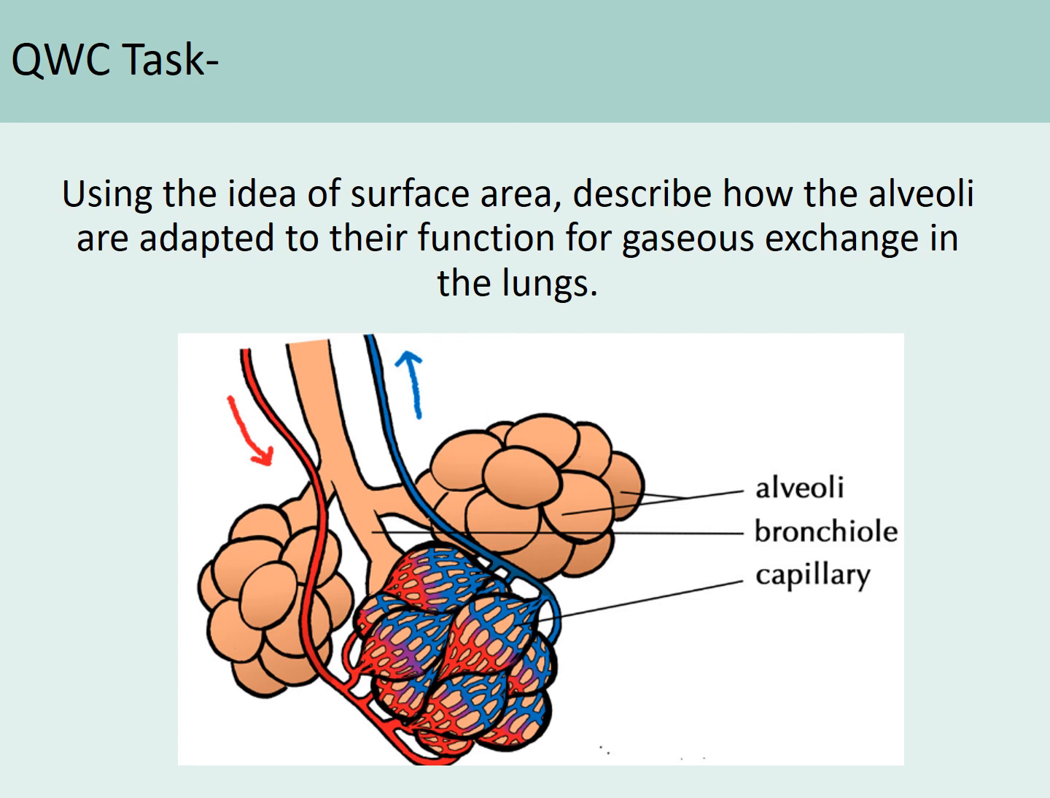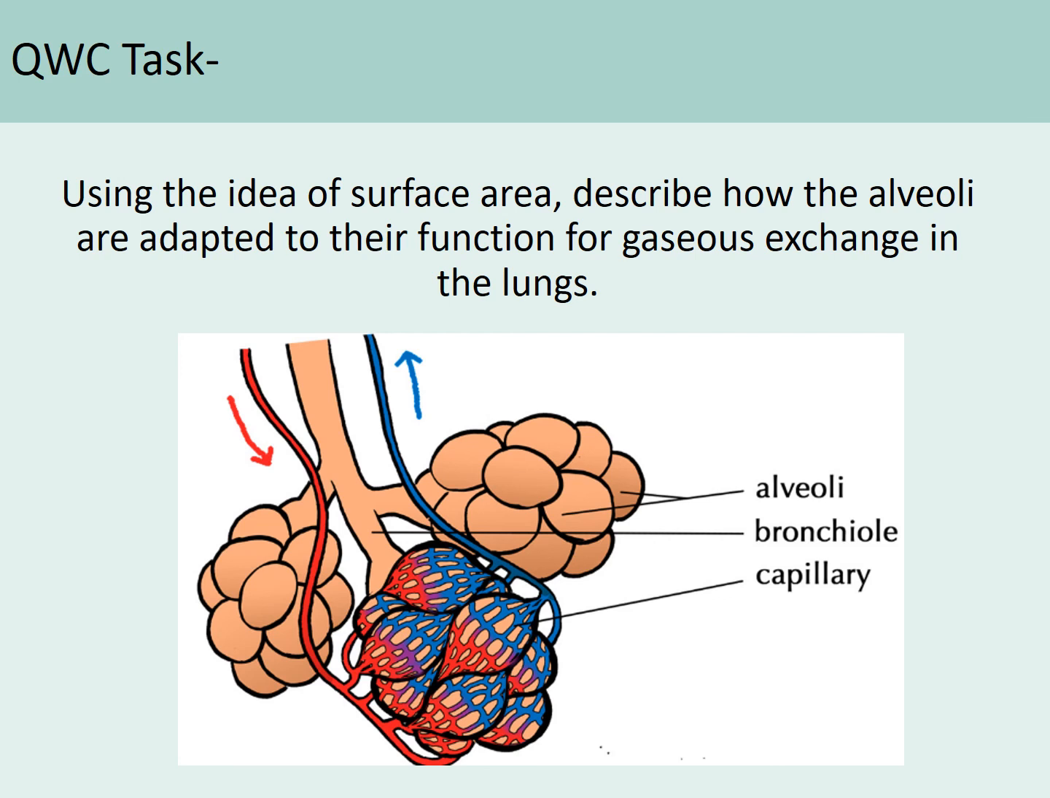Okay, so hopefully we've had a go at describing how the alveoli are adapted to their function for gas exchange. There is the obvious one that we spoke about earlier, which is to do with surface area. Because of these structures on the alveoli, it greatly increases the amount of surface area available in the lungs for that diffusion of oxygen and carbon dioxide.